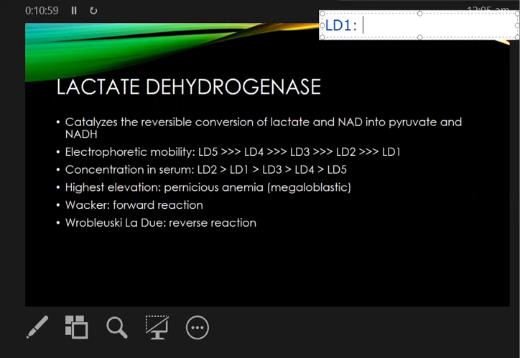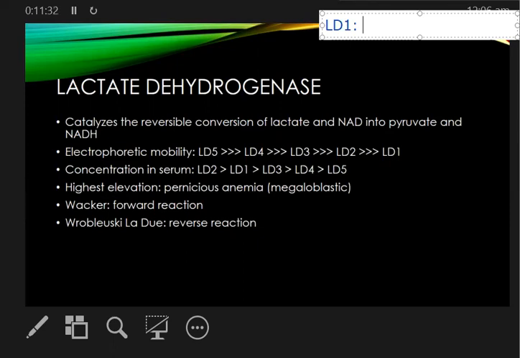So by the way, class, how do we separate the isoenzymes, or the isomers, of your enzymes? It is via electrophoresis. So the naming of your enzymes, for example LD1, LD2, LD3, LD4, and LD5, pertains to their electrophoretic mobility. Of course, one being the fastest. That's always how it is, right?